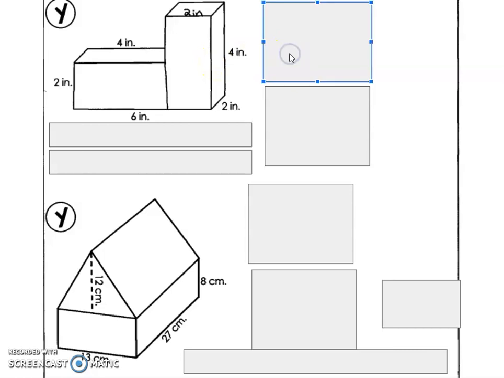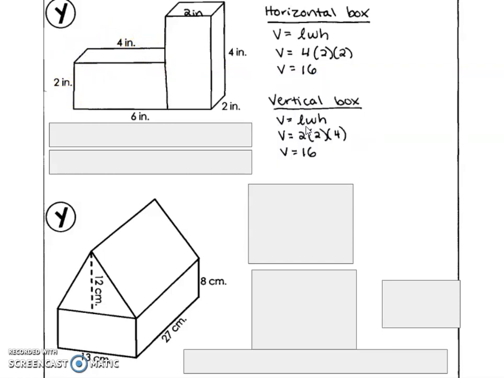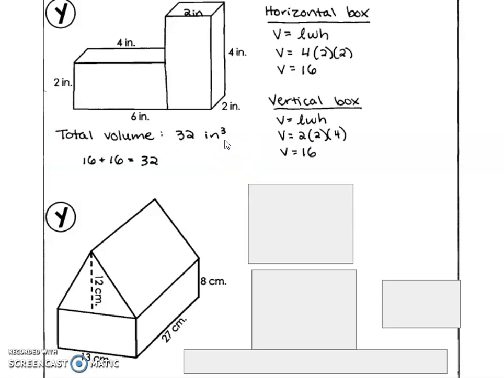So when I did it, I first started with our horizontal box, so that's this box over here, and we're using 4, 2, and that volume gives us 16. And then we're doing the vertical box, and so for the vertical box, we have 2 by 2 by 4, and that's also 16. So when I add those together, I get that my total volume is 32 inches cubed.